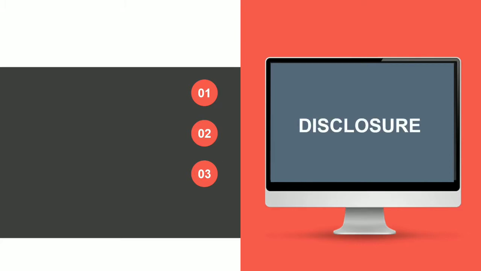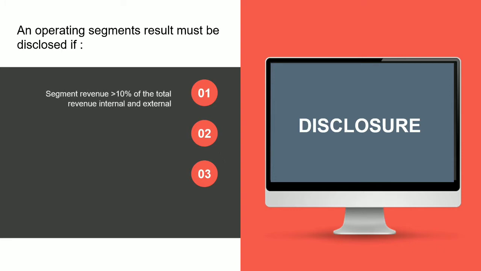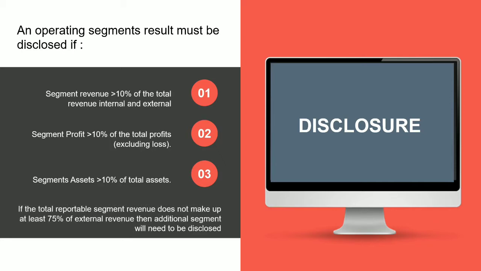Next is disclosure of MFRS 8. An operating segment result must be disclosed if: first, segment revenue is more than 10% of the total revenue, internal and external. Second, segment profit is more than 10% of the total profit, excluding loss. Third, segment asset is more than 10% of the total asset. If the total reportable segment revenue does not make up at least 75% of external revenue, then additional segments will need to be disclosed.